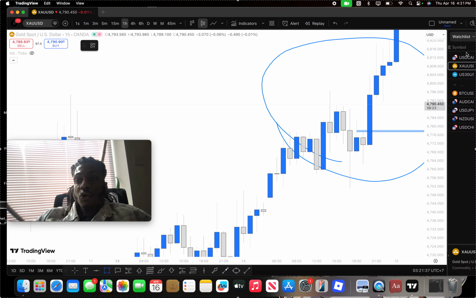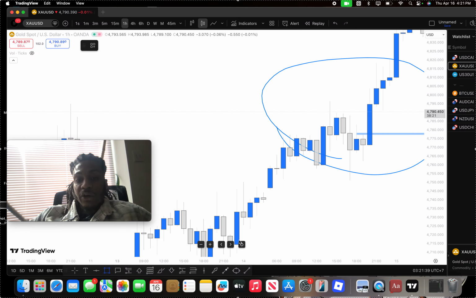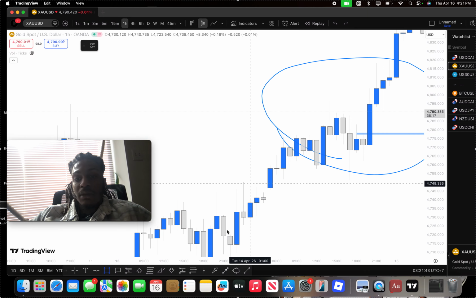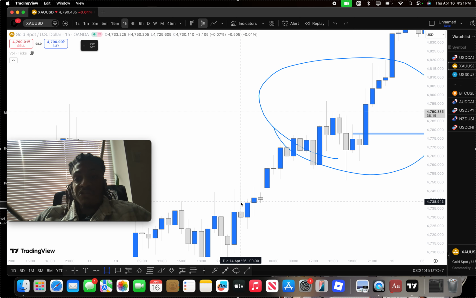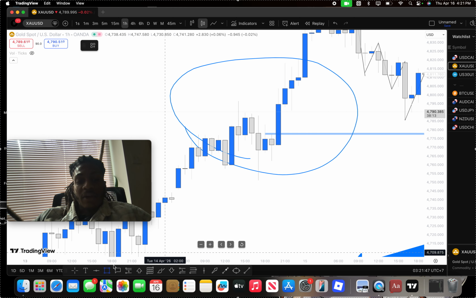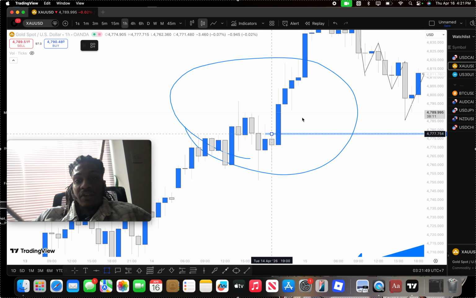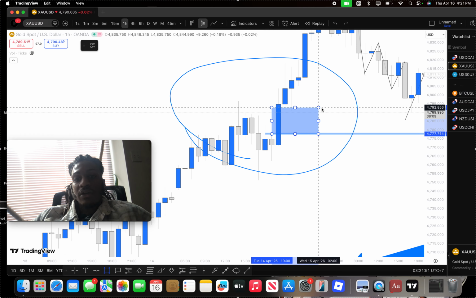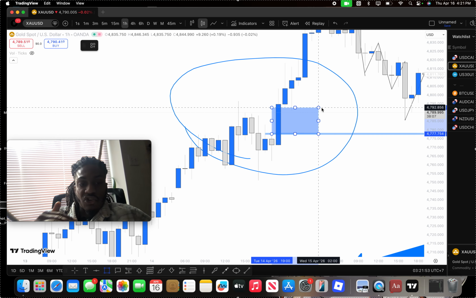So if we look before that circle area, we can see that the market went up, came down, the market went up and came down. Everything looks all clunky because the market filled in inefficient price action. But right there, this exact area, this is the actual gap itself. The blue box that I just shaded, that's the actual gap.